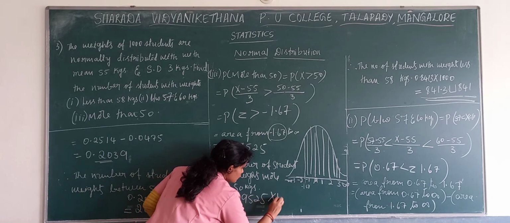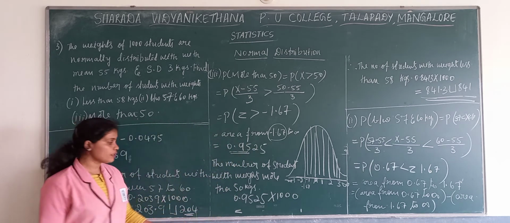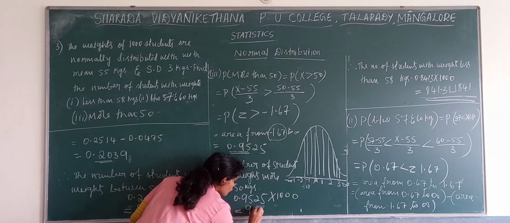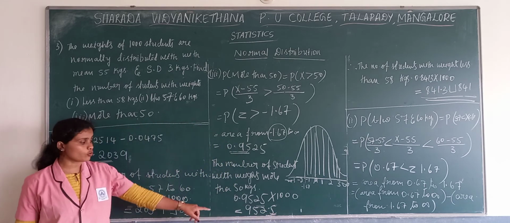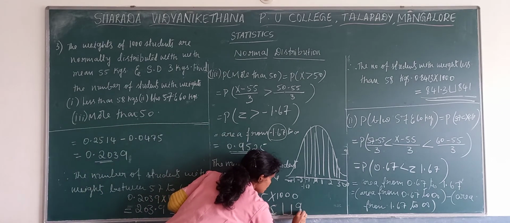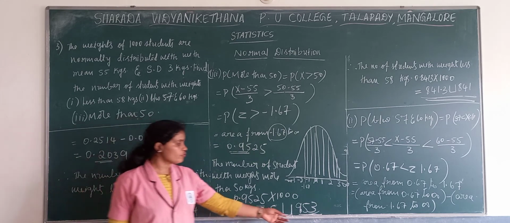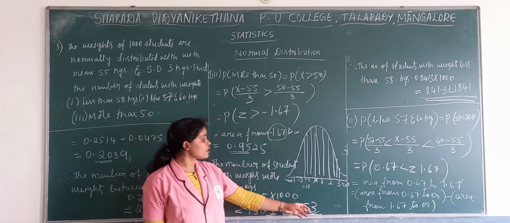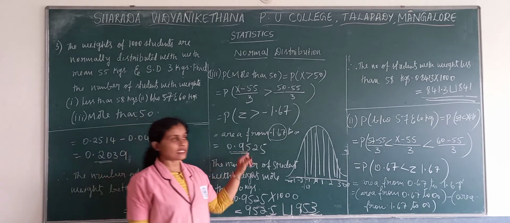0.9525 multiplied with the number of students, that is 1000. There you get 952.5. We need to make it approximate, 953. So how many students are there? 953 students are there whose weights are more than 50 kgs.